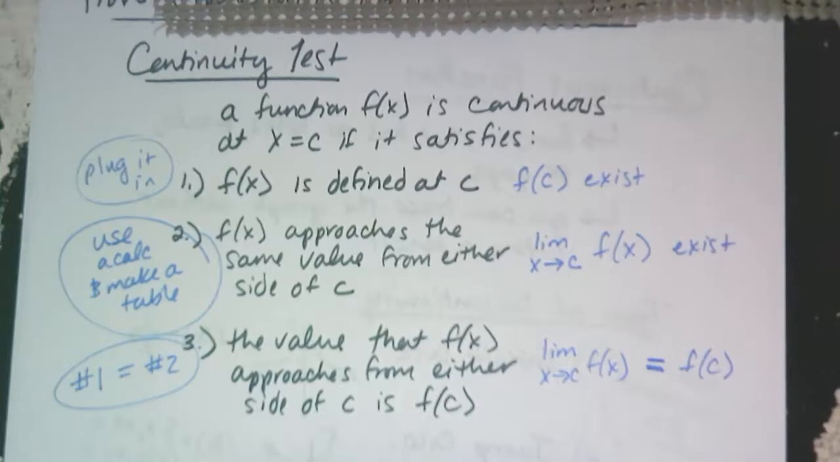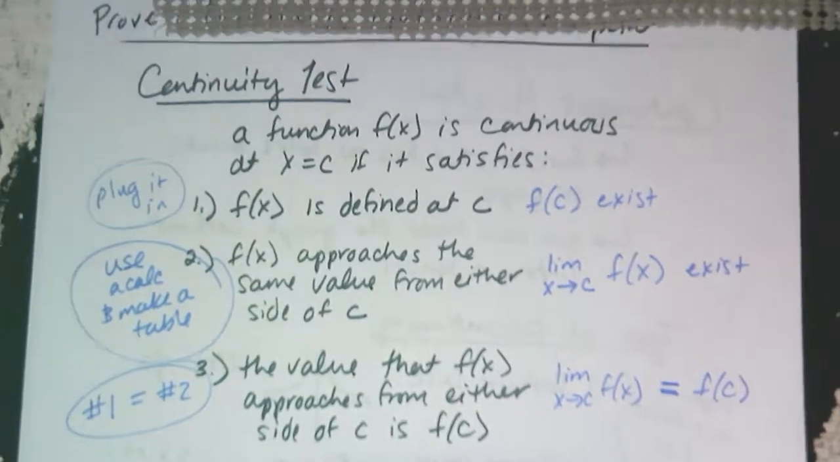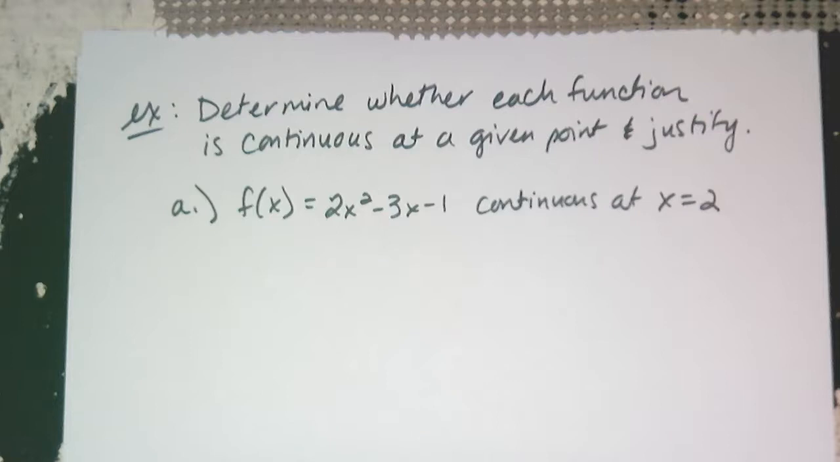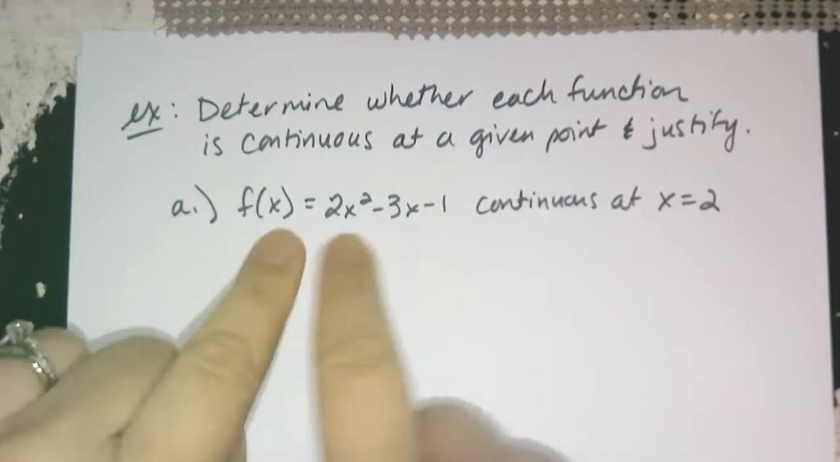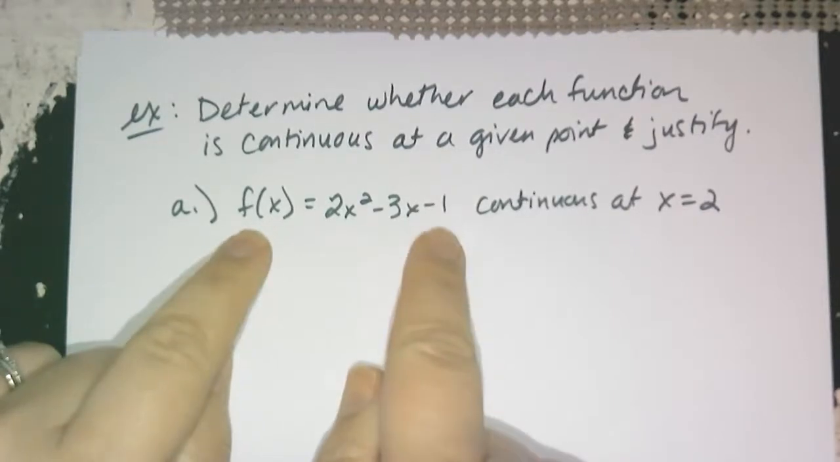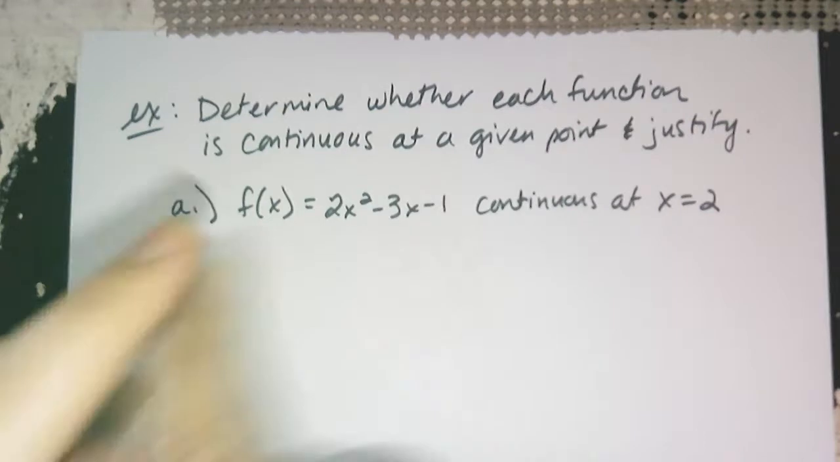Okay? All right. Now, whoo, we got this. I'm going to do 3 examples right now. If I lose you on the examples, you got to tell me where I lost you. Okay? And then we're going to do some classwork, and it's going to all determine whether each function is continuous at a given point, and then justify. Here's our first example. F of x equals 2x squared minus 3x minus 1. Now, if you're paying attention, if you wrote this down, what kind of function is this? A quadratic.